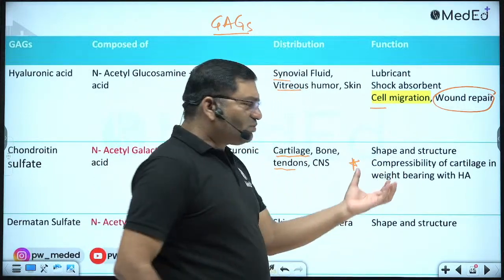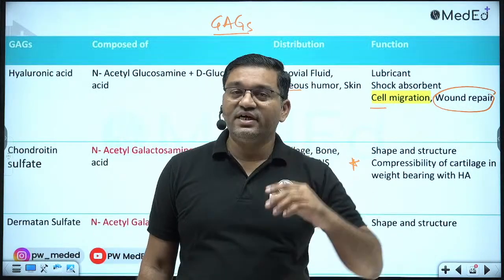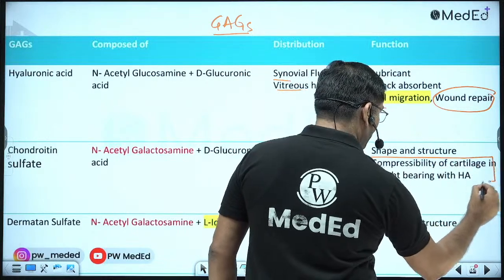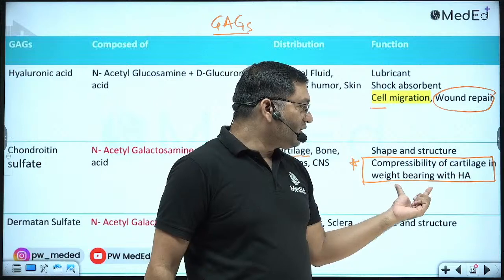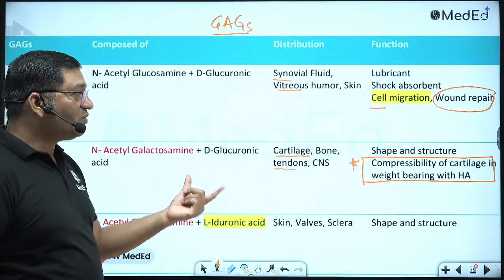Because these points are directly from Harper, that's why they are important and frequently asked. Compressibility of the cartilage in weight bearing, along with hyaluronic acid, is a function of chondroitin sulfate.